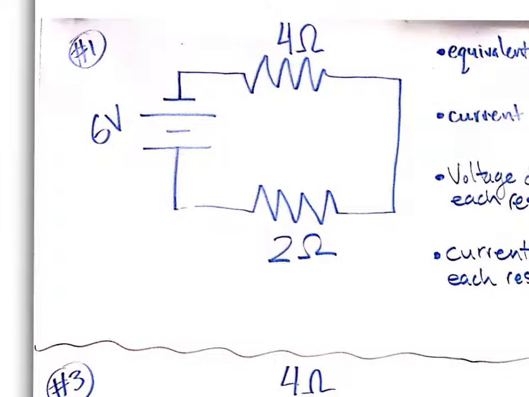We have a 6-volt battery, and in series we have a 2 and a 4 ohm resistor. So the electrons will flow through this resistor, through the wire, and then through this resistor and back to the battery. Okay, so these are in series because every electron has to flow through each resistor.